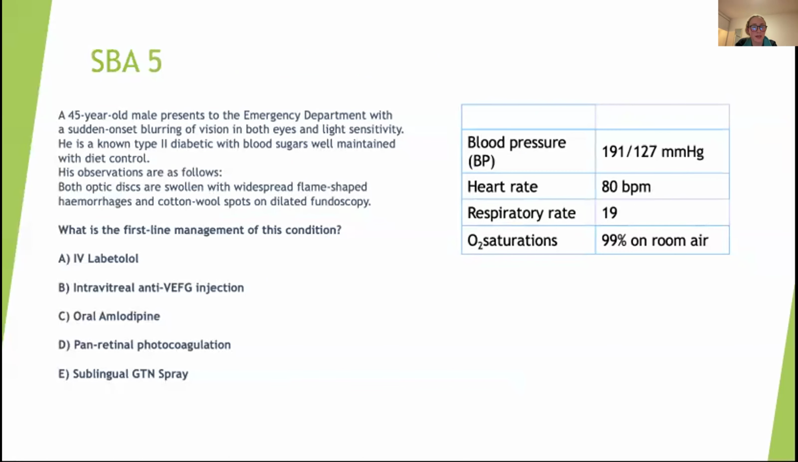So another SBA, I'll let you guys read this one and give you a few seconds to just think about it.